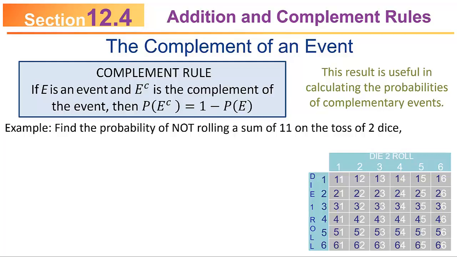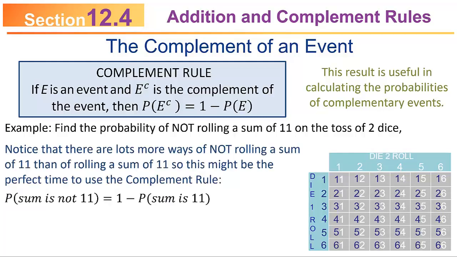The probability of not rolling an 11 is the same thing as 1 minus the probability of rolling an 11. The probability of the complement of something is 1 minus the probability of that something. So it's very easy to calculate the probability the sum is 11 because there are only 2 possibilities. You can get 6, 5 or 5, 6. So the probability of getting a sum of 11 is simply 2 out of 36.